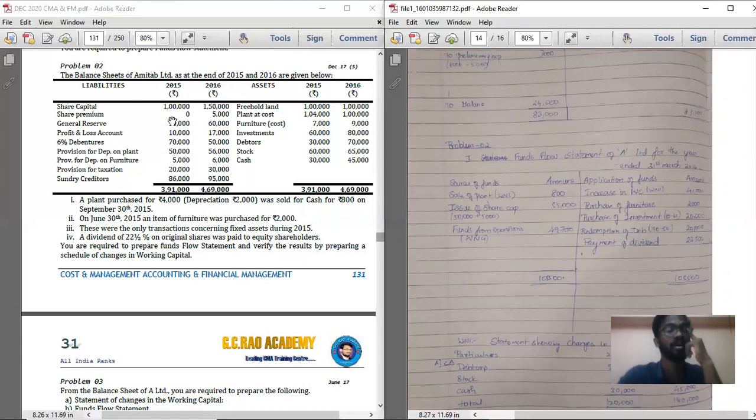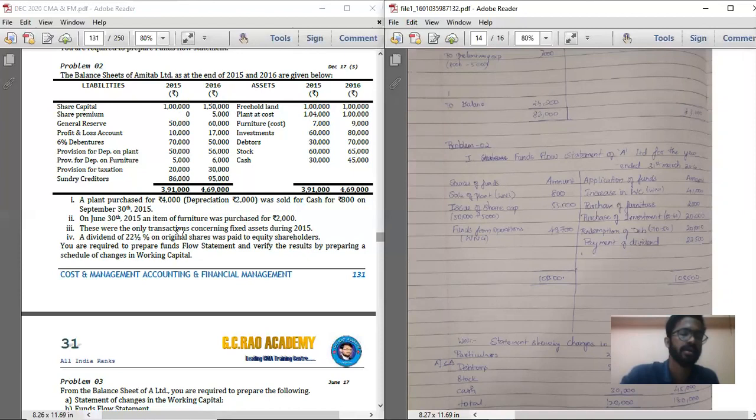Original shares is nothing but shares outstanding at the beginning of the year. That is original shares, and whatever has been issued, the summation of all this is equity shares outstanding at the end of the year. So original shares is nothing but equity shares outstanding at the beginning of the year. That is 1 lakh. So in respect of application of funds, below that purchase of furniture, record payment of dividend, 1 lakh into 22.5%, within a bracket.